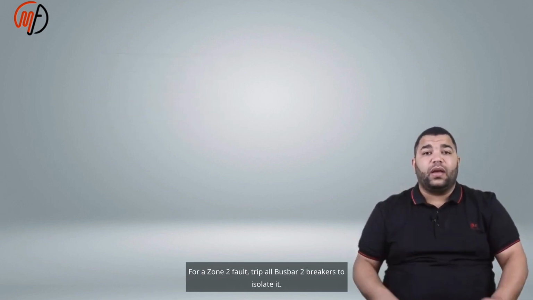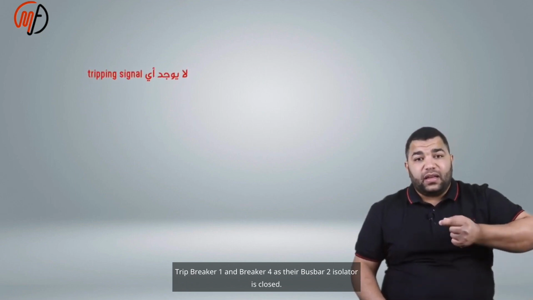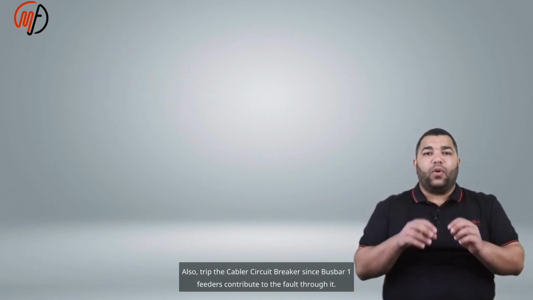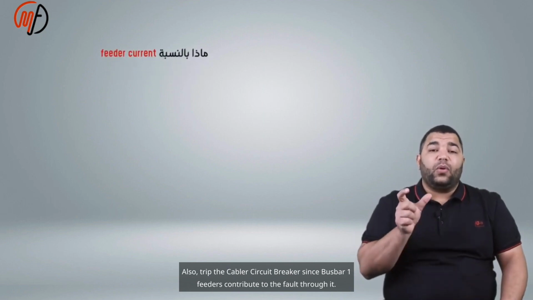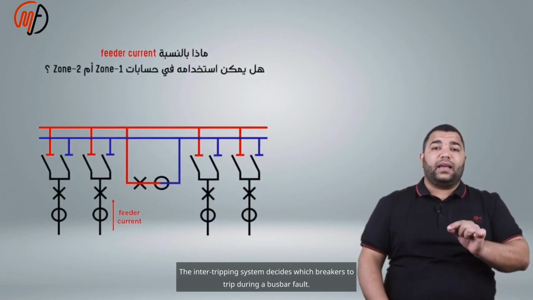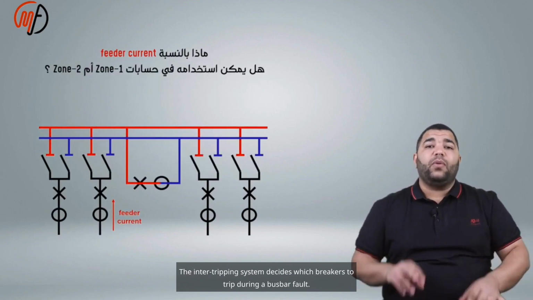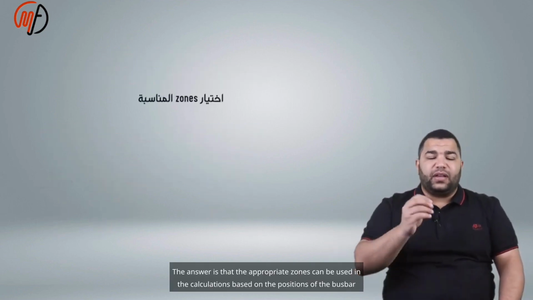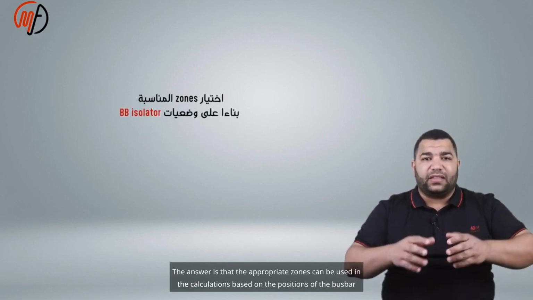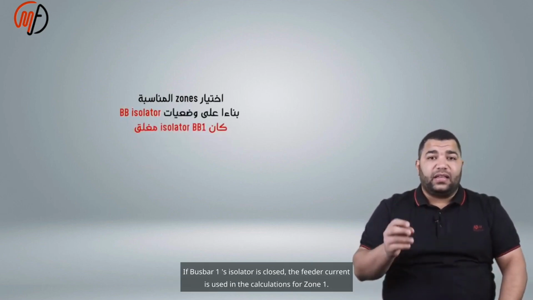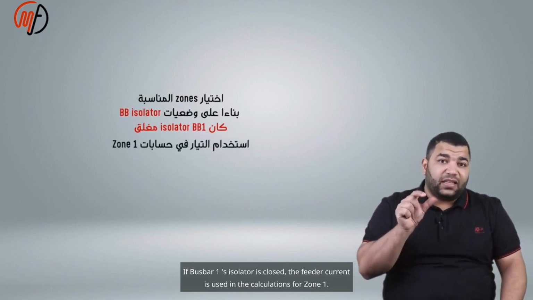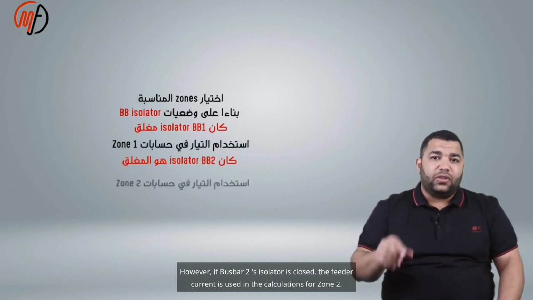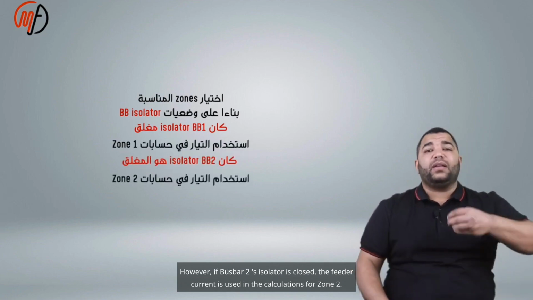For a zone 2 fault, trip all busbar 2 breakers to isolate it. Trip breaker 1 and breaker 4 as their busbar 2 isolator is closed. Also, trip the bus coupler circuit breaker since busbar 1 feeders contribute to the fault through it. The intertripping system decides which breakers to trip during a busbar fault. The answer is that the appropriate zones can be used in the calculations based on the positions of the busbar isolators. If busbar 1's isolator is closed, the feeder current is used in the calculations for zone 1. However, if busbar 2's isolator is closed, the feeder current is used in the calculations for zone 2.